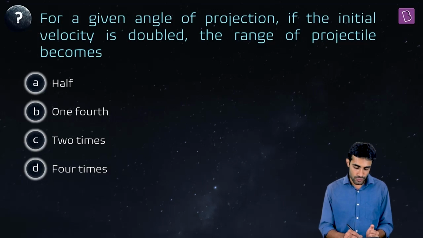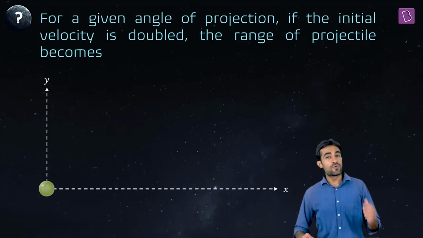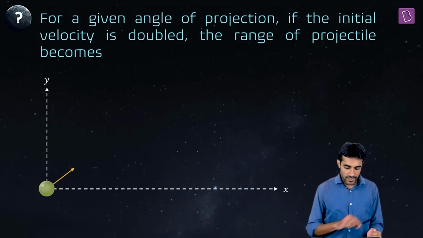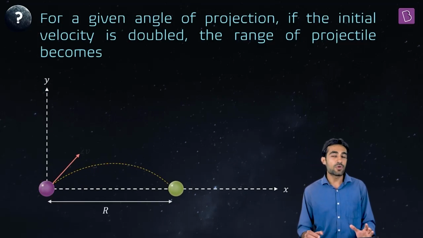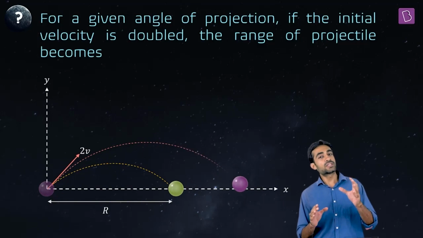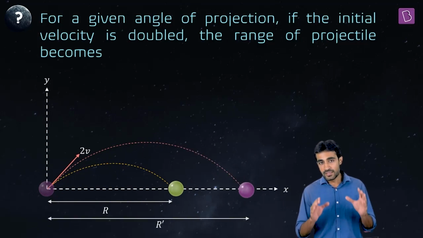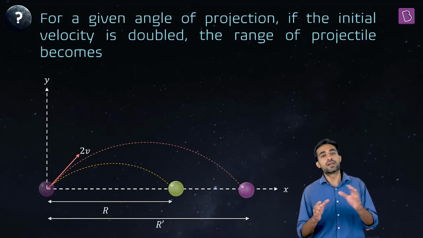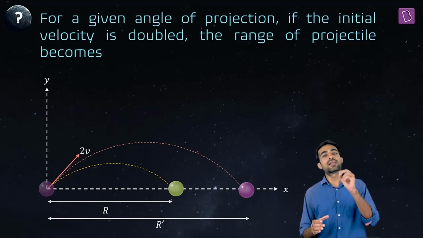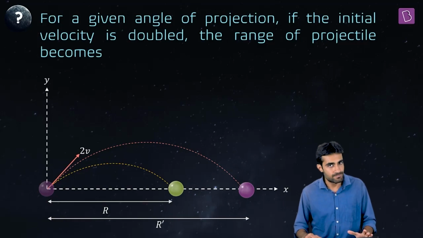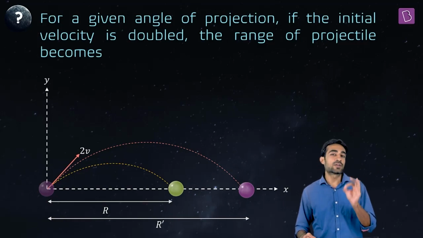Now let me show you the two situations. Here we fire a particle with initial velocity v. Let the range be r. Now if we fire another particle with initial velocity 2v, the new range, let's call it r dash. Now what is the relationship between r dash and r? This is the question. How do we find the relation?